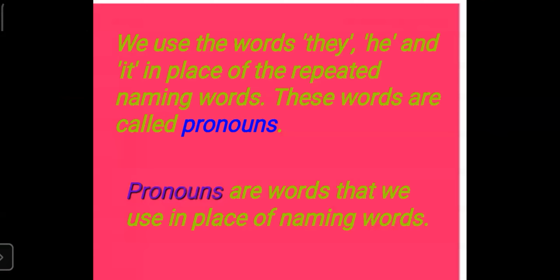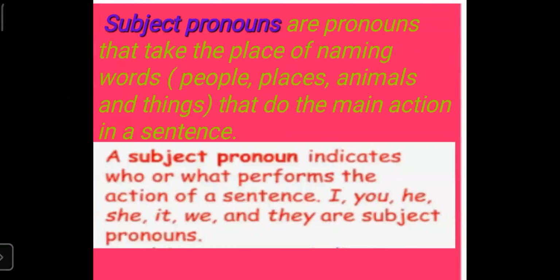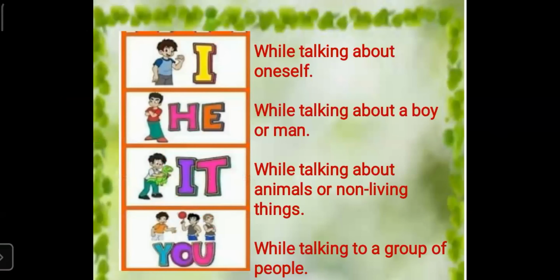Now children, pay attention here. We use the subject pronoun I when we are talking about ourselves. For example, I will give you children my example. I will tell, I am a teacher. I will not tell my name. For example, I will not tell, Emilda is a teacher, isn't it? Because I am talking about myself, I will tell, I am a teacher.